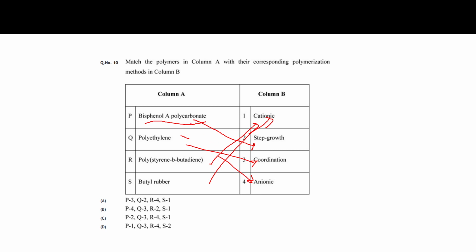So the right answer will be bisphenol A P2, Q3, that is polyethylene coordination polymerization, polystyrene butadiene anionic polymerization, and butyl rubber will be cationic polymerization. So the right answer will be this one, C.